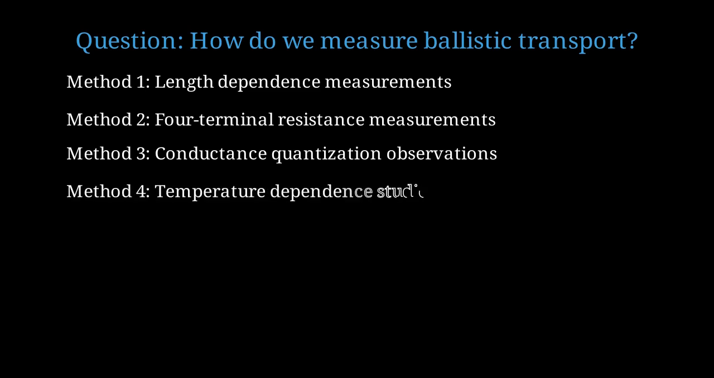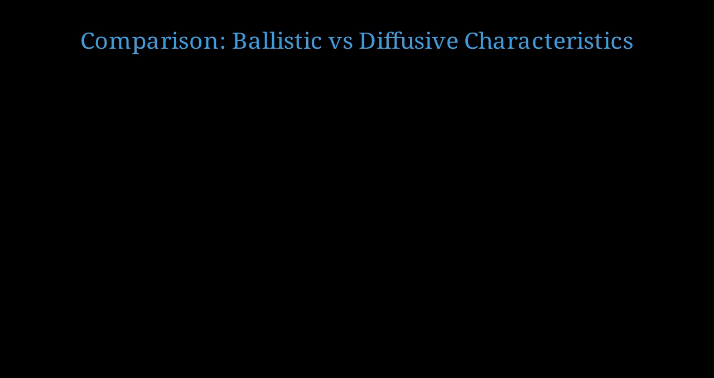Method 4 is temperature-dependent studies. Ballistic transport should show weak temperature dependence compared to diffusive transport, which has strong temperature dependence due to phonon scattering. Let me summarize the key differences between ballistic and diffusive transport in a systematic comparison.